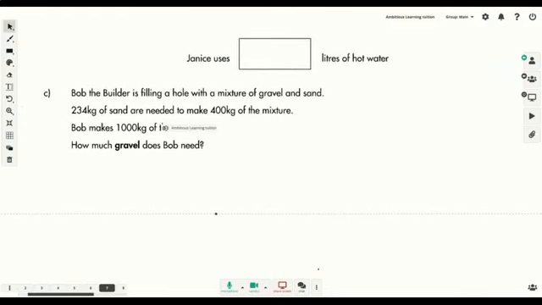I hope you can see this. So number C is Bob the Builder is filling a hole with a mixture of gravel and sand. 234 kg of sand are needed to make 400 kg of the mixture. Bob makes 1000 kg of the mixture. How much gravel does Bob need? So you need to know how much he used.